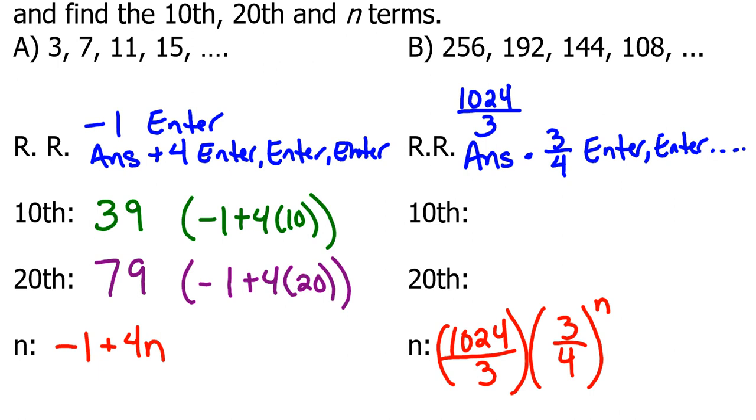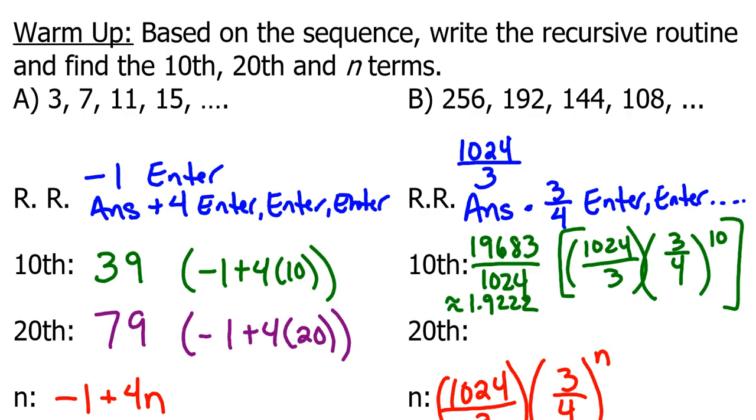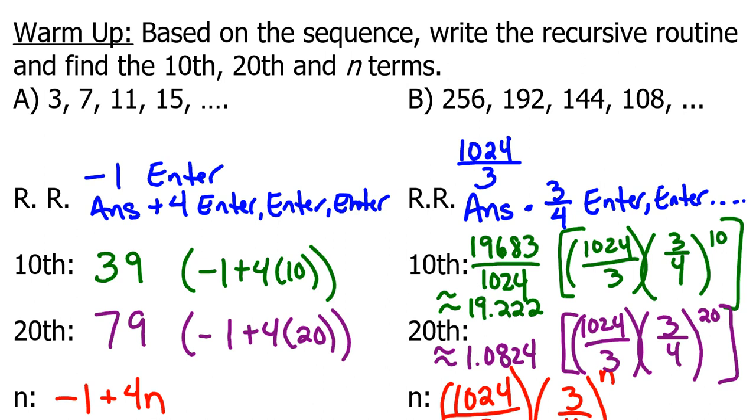So if I put 10 in for n, that would be approximately 1.9222, or its exact value would be 19,683 divided by 1024. When I put 20 in for n, I get approximately 1.0824. There is no exact value for this one.